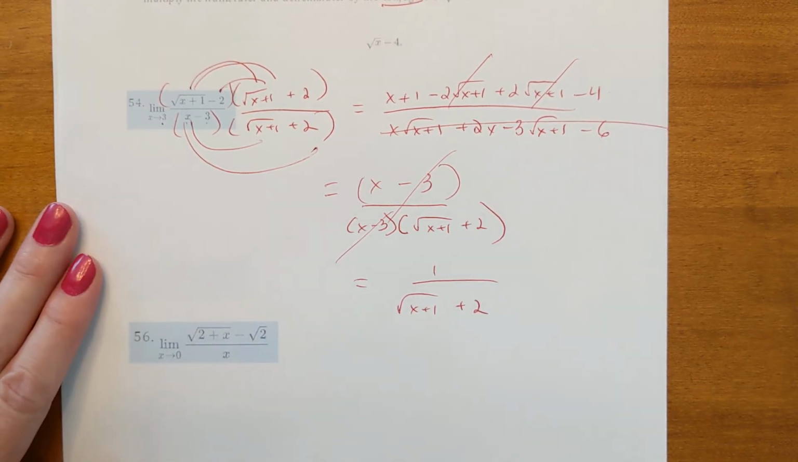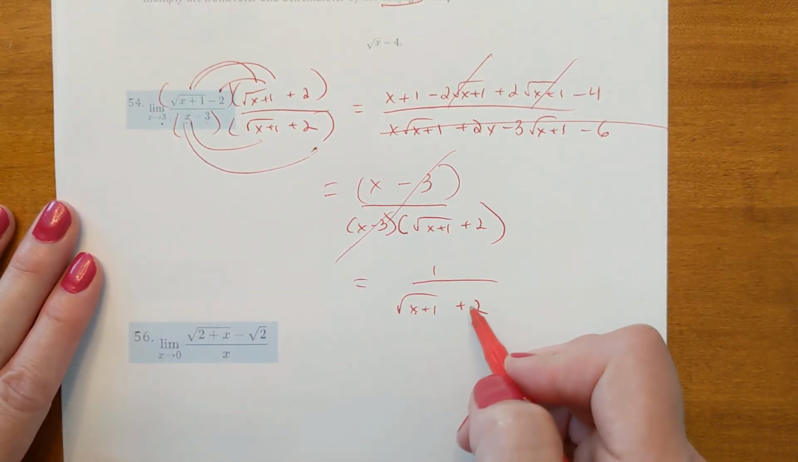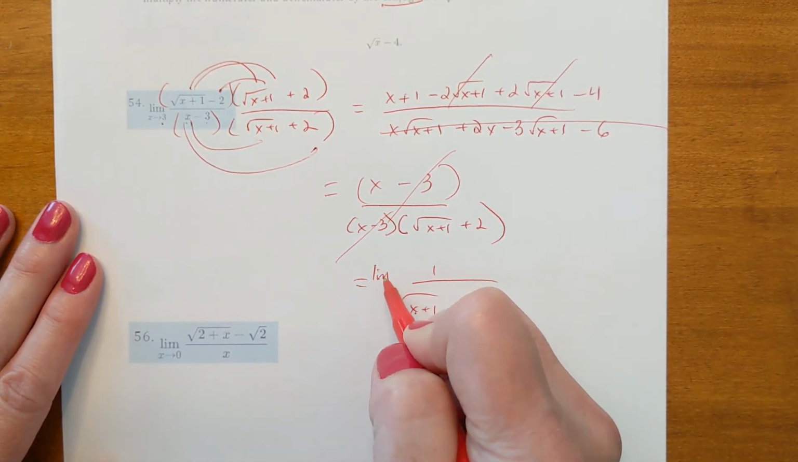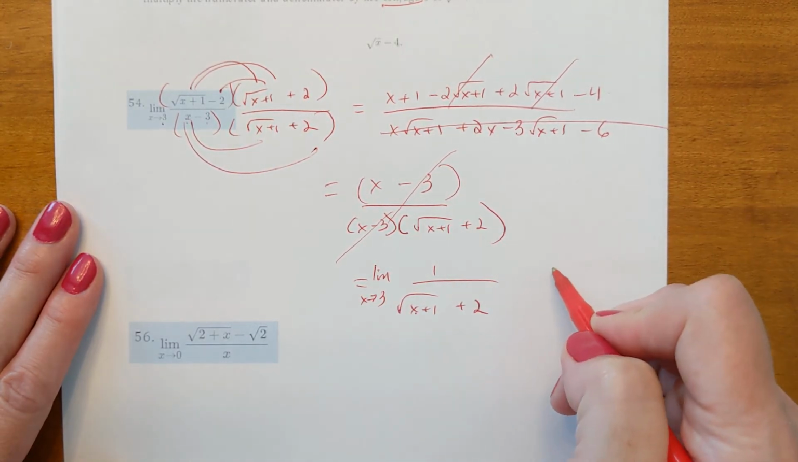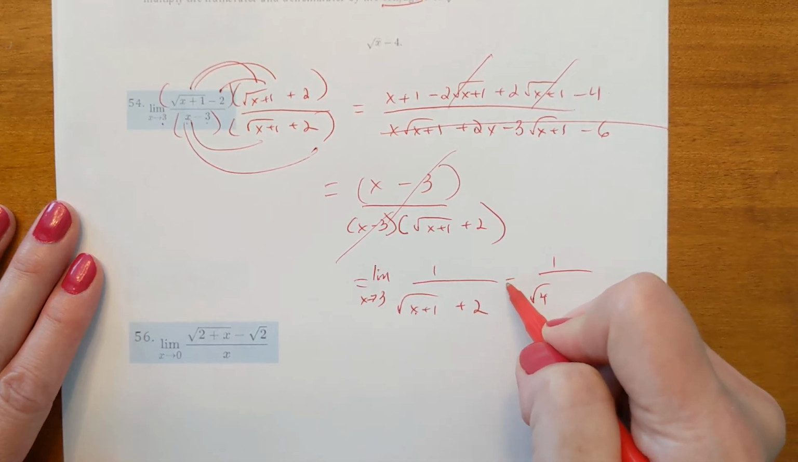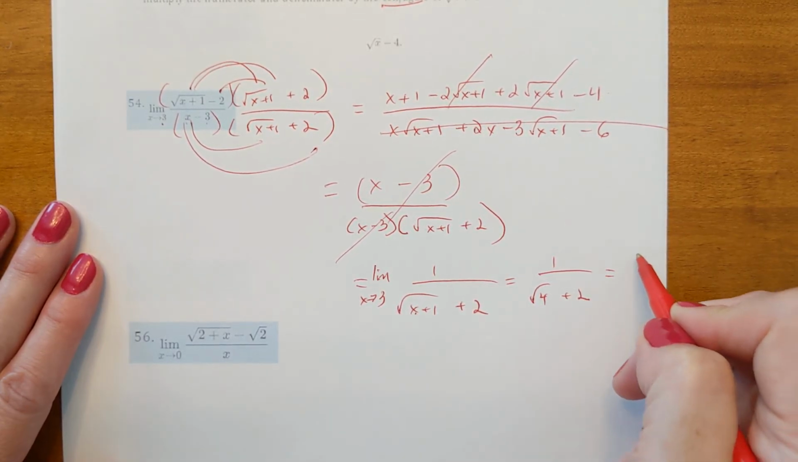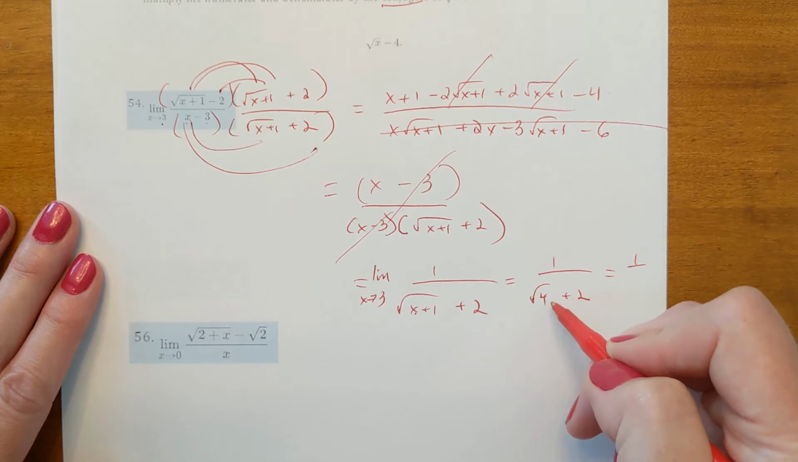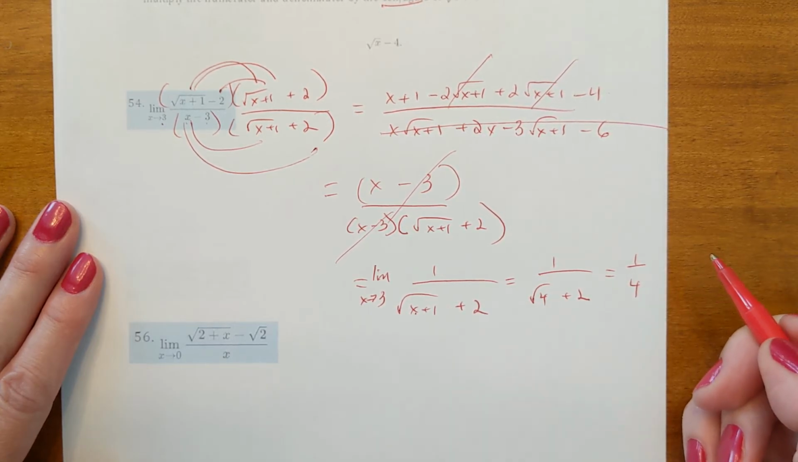So now that we've rationalized it, you can just plug the 3 in. So the limit as x approaches 3 is 1 over the square root of 4 plus 2. So it's 1 over, let's see, square root of 4 is 2, plus 2 is 4. So you get 1/4.